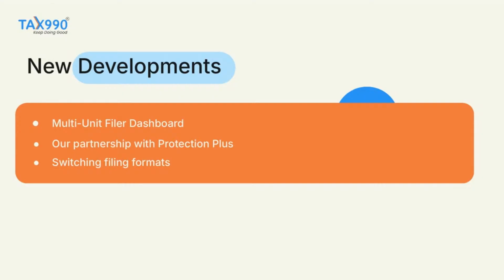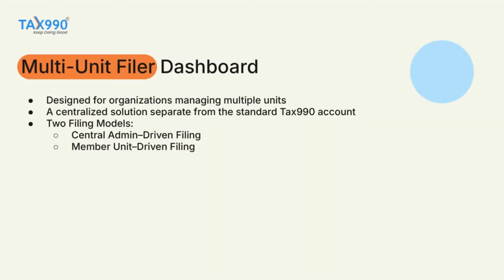The new developments that we're going to start with are our multi-unit filer dashboard, our partnership with Protection Plus, and switching filing formats. Okay, we're going to begin with my absolute personal favorite, the multi-unit filer dashboard. If you're filing on behalf of multiple organizations, chapters, or units, this is a brand new solution built especially for you. This is a whole new way of managing filings.